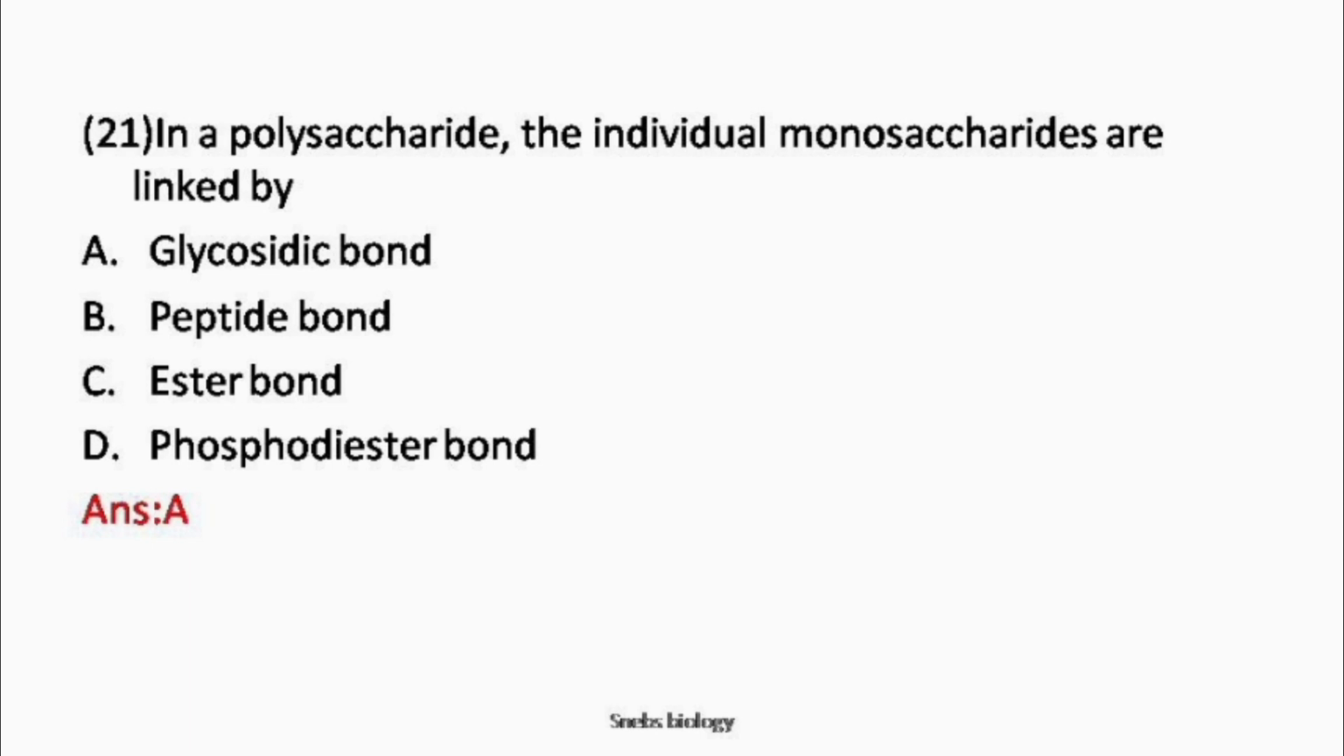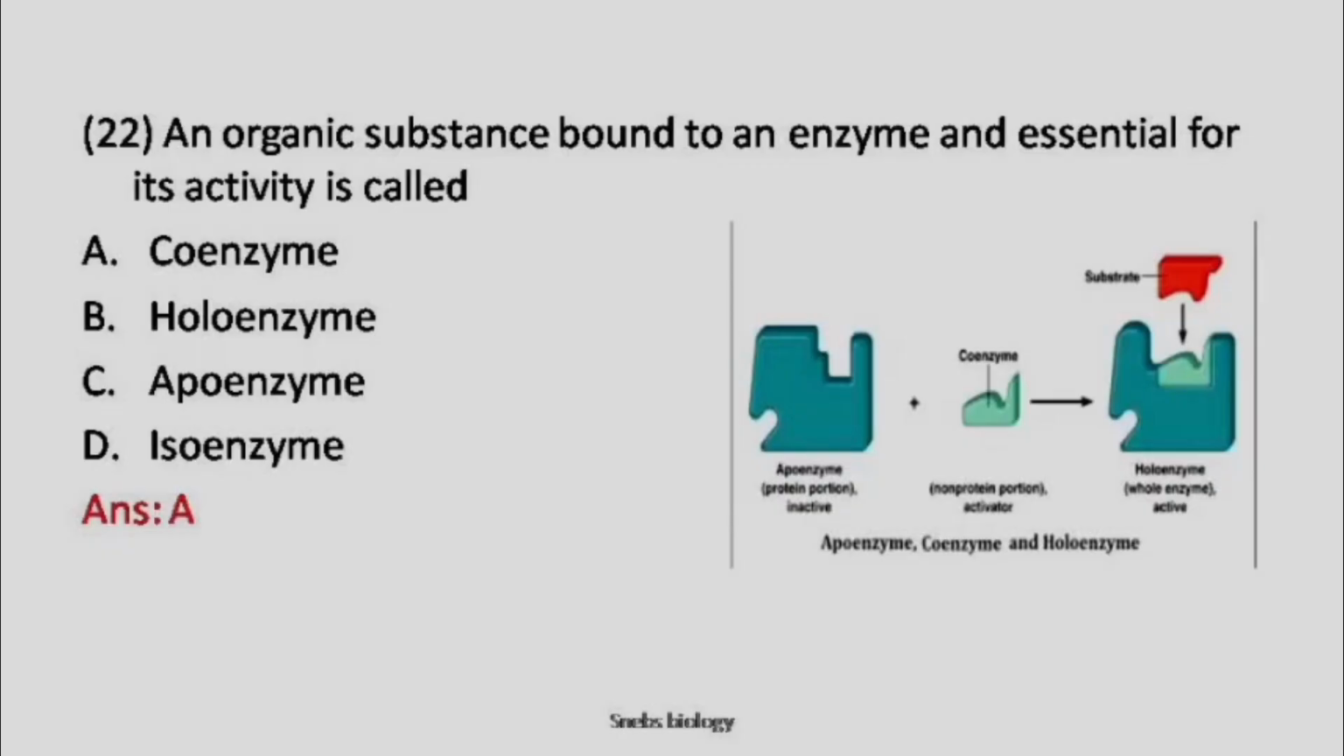Next, question number 22. An organic substance bound to an enzyme and essential for its activity is called option A, coenzyme, option B, holoenzyme, option C, apoenzyme, option D, isoenzyme. So, an organic substance bound to an enzyme and essential for its activity is called coenzyme.